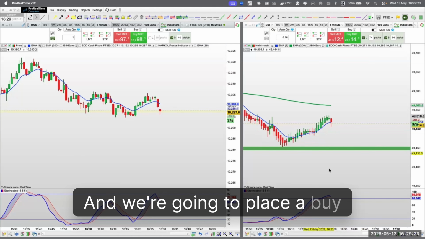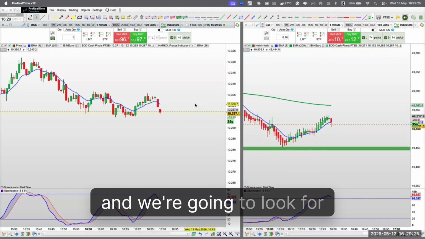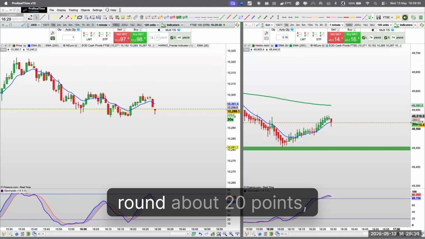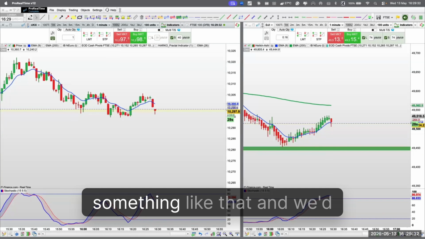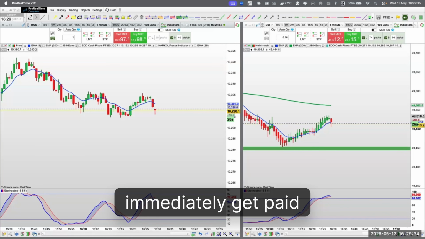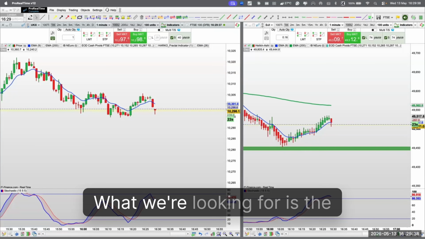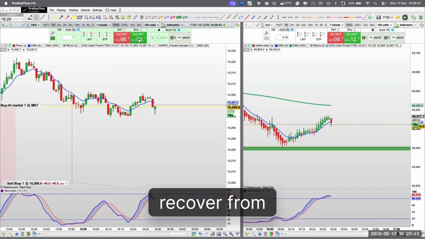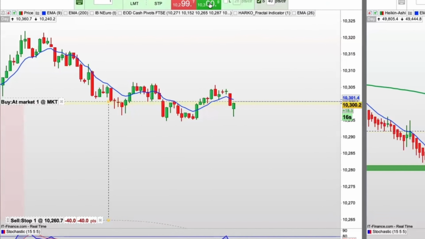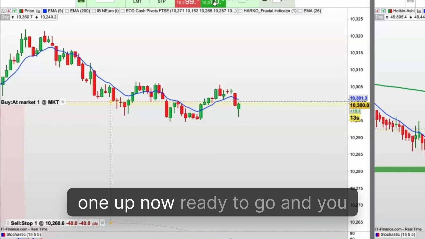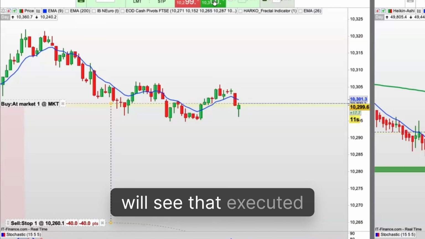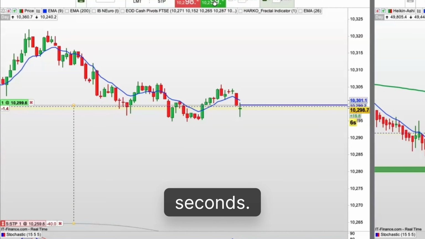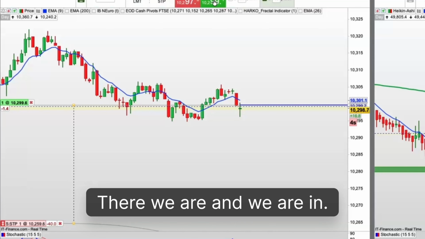And we're going to place a buy order, and we're going to look for the market dropping. The market's going to drop around about 20 points, something like that, and we'd immediately get paid the 20 points. What we're looking for is the market to actually recover after the initial drop. And we're just setting that up now, ready to go, and you'll see that executed in the next couple of seconds. There we are in.